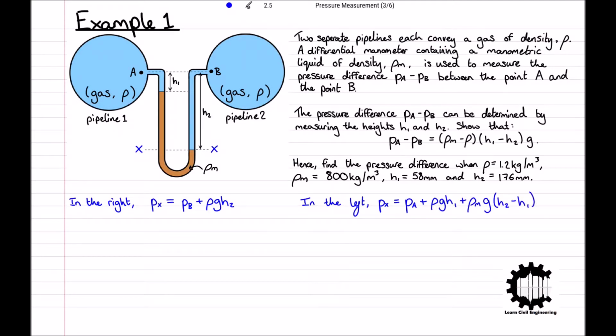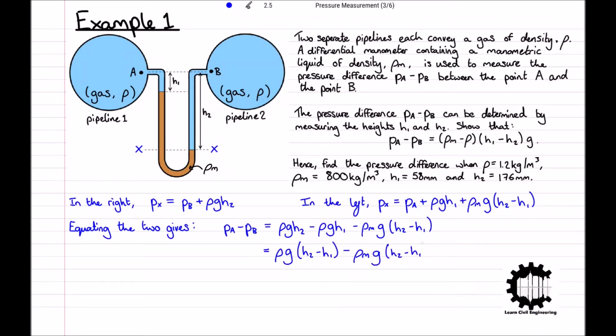h2 minus h1. Equating these two equations gives Pa minus Pb is equal to ρg h2 minus ρg h1 minus ρm g times by h2 minus h1. And then simplifying this, we can show that Pa minus Pb is equal to ρm minus ρ times by h1 minus h2 times by g, as required.